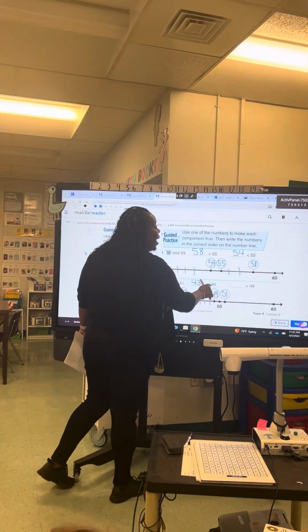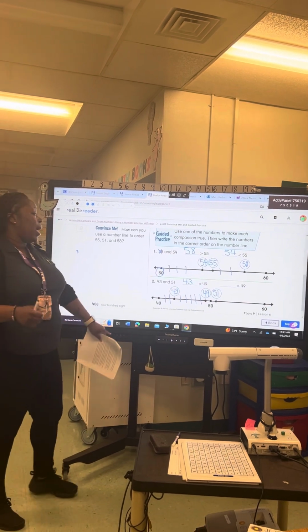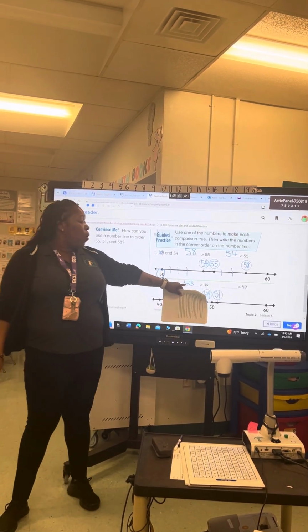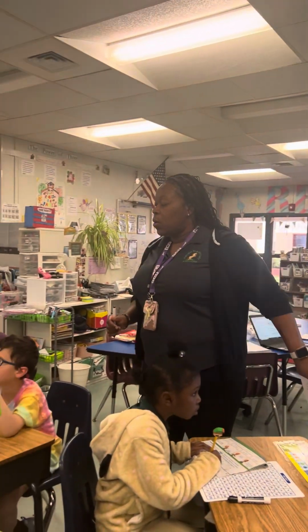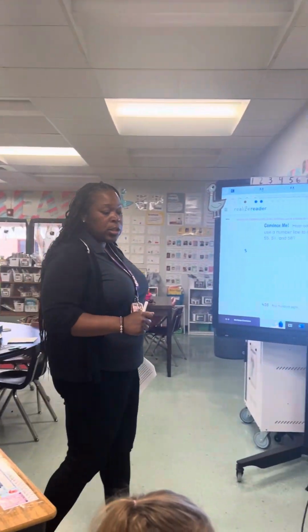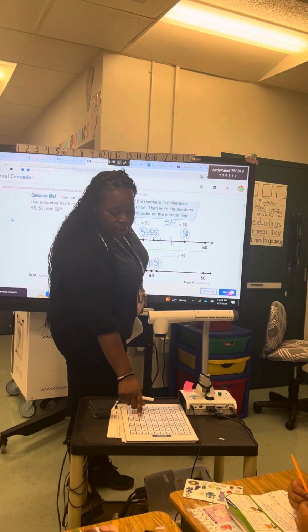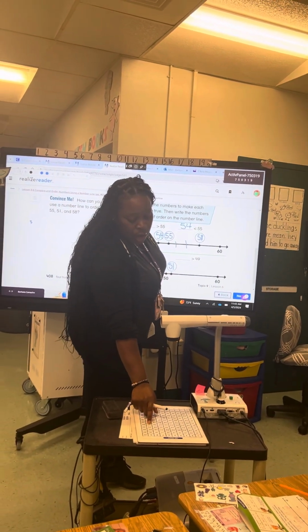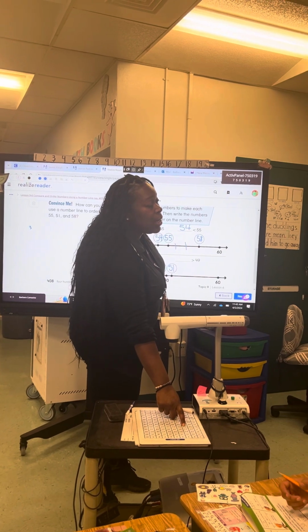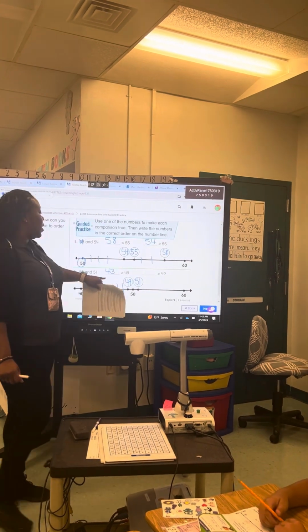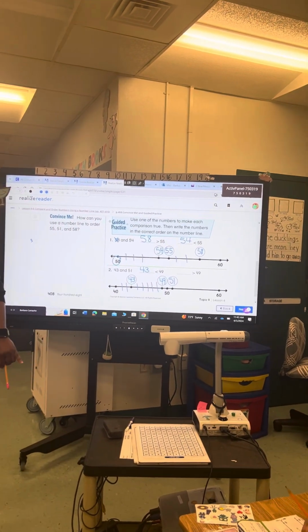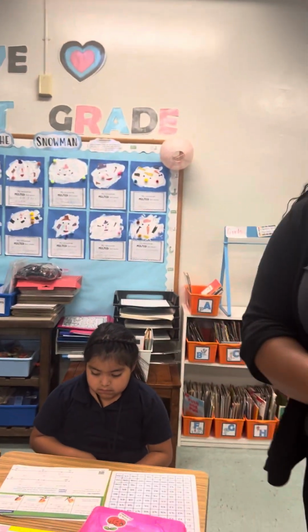43 is less than 49. Put that on your paper. 43 is less than 49. Go ahead and put 43. And we know this is true because 49 is here on our number chart. We go all the way to the left. And remember, when we go to the left, the numbers get smaller. They're less than when you go to the left. Did everybody put 43? Yes. Let's check. 43. Did we check it? Good job. 43. All right.